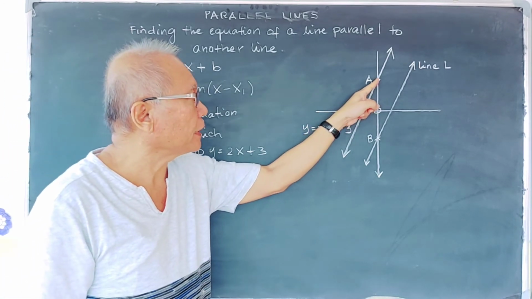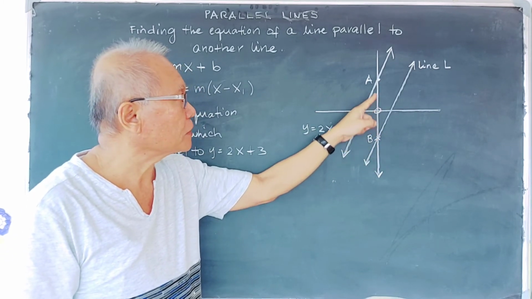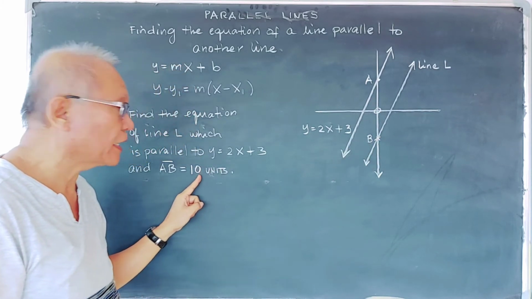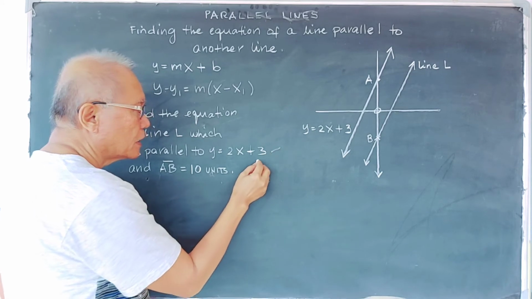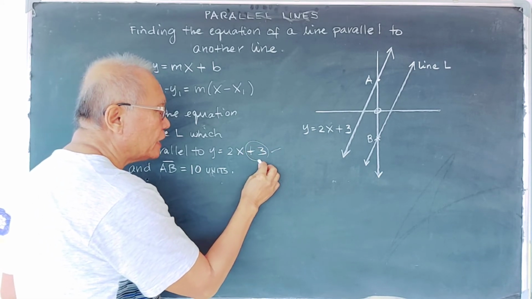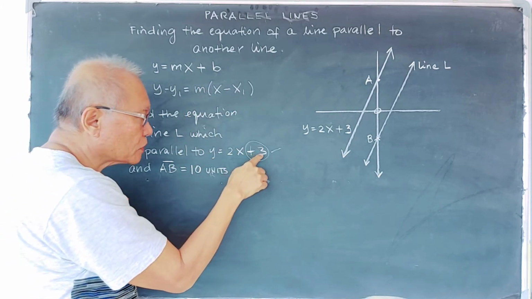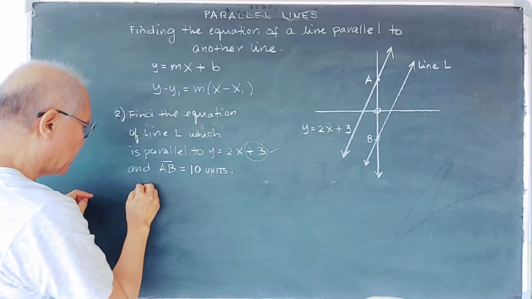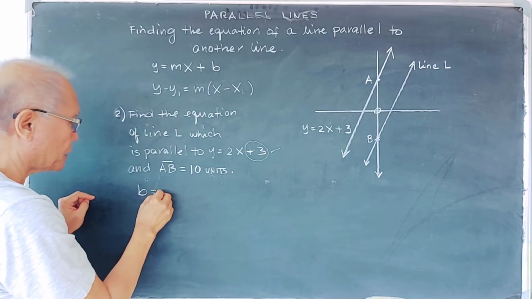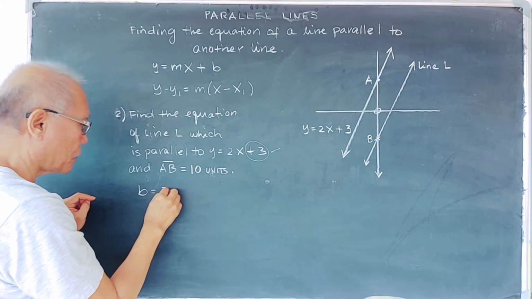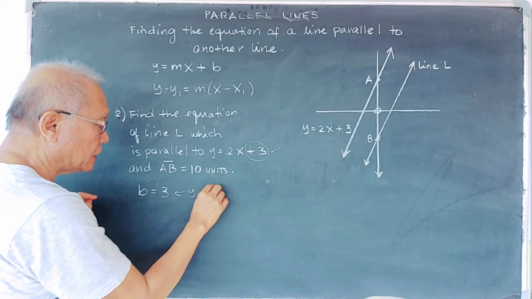So that is point A, and this is point B. So the distance between A and B is 10 units. Here in this equation, class, this 3 here is the y-intercept, the b here. So this positive 3 is our b. So our b in our formula here, y equals mx plus b, this one is our 3, and this one is also our y-intercept.